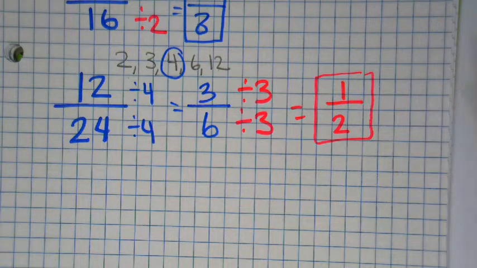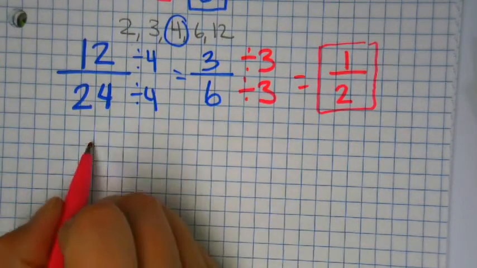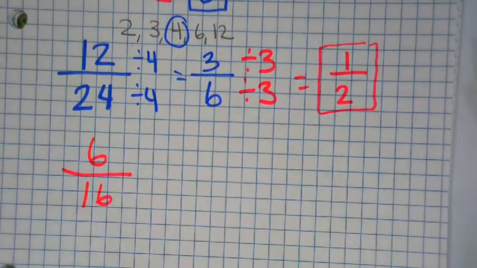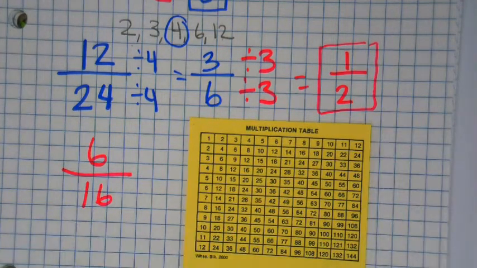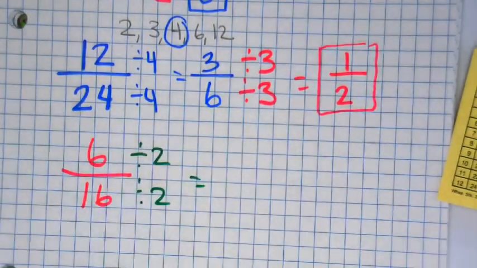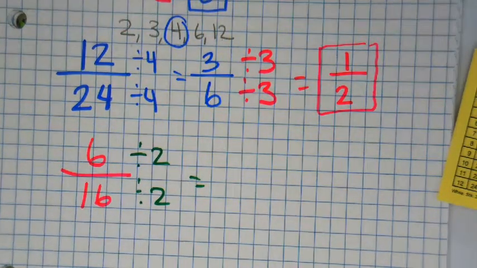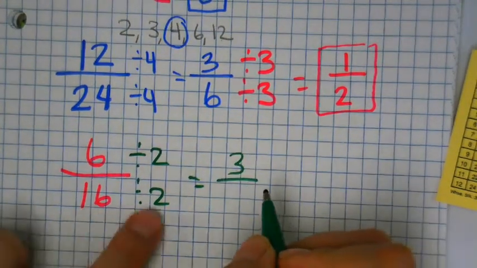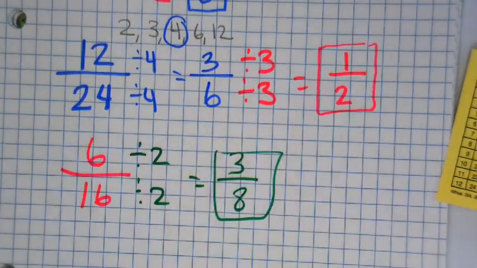All right, are we okay? Let's do one more. 6 and 16. What can I divide 6 and 16 by? Where would 6 and 16 be? 2. Anything else but 2? No, it's going to be 2. So divide this by 2, divide this by 2. What's 6 divided by 2? 3. And then 16 divided by 2? 8. That's your final answer.